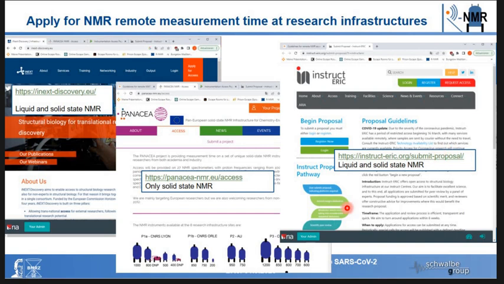Yeah, so this is really nice. And I think tomorrow the last session is also how to apply for this measurement time.